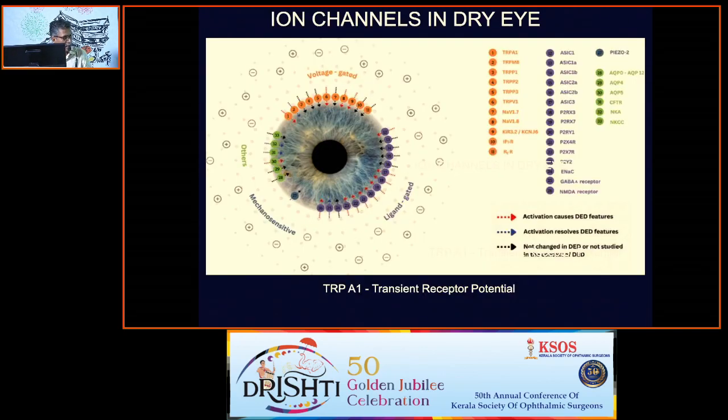But we have to understand that there are a lot of ion channels in dry eye which we have not really come across. This is one of the recent papers which came from Narayana Nethralaya. They found that a lot of channels are there. The red ones, when activated, cause dry eye features. The blue ones, when activated, resolve the dry eye features. So a lot of channels are there. If you just look at the action of a few channels and a few molecules, it doesn't work that way. So it's a much more complex mechanism. We have just made baby footsteps there.